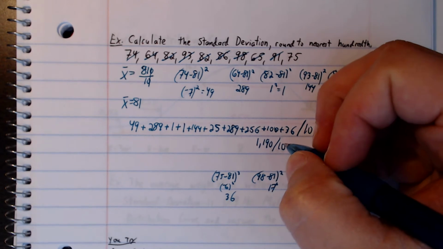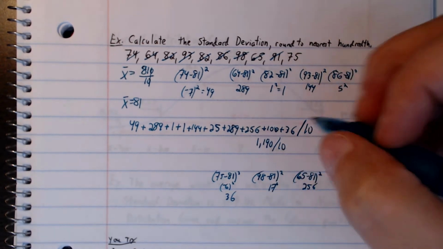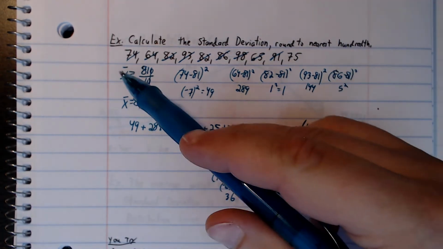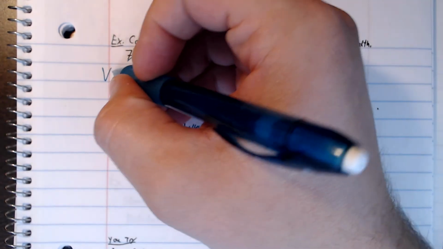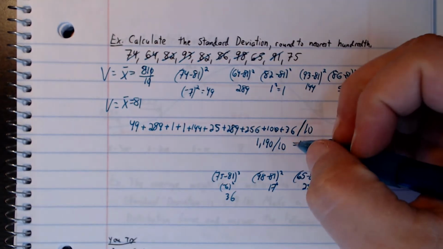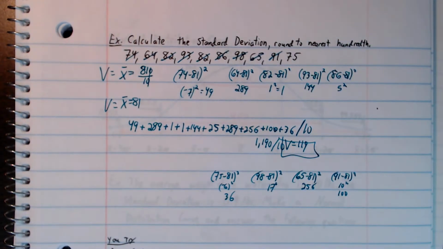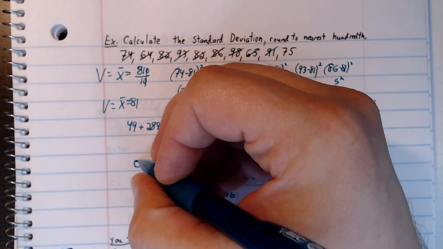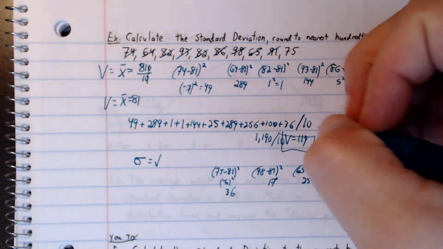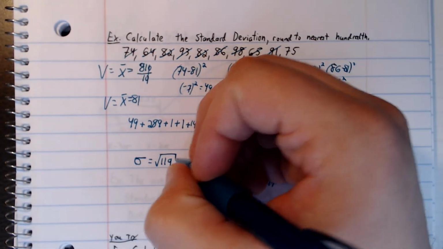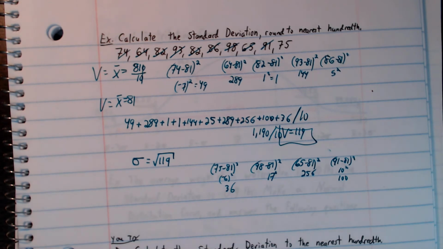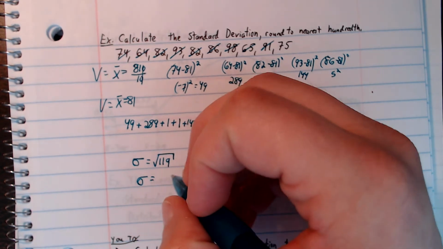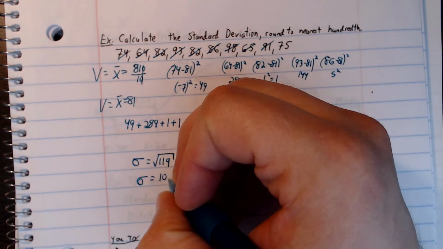$1,190 divided by 10 is 119. That's the variance, though, right? We just took all this time, 1, 2, 3, to find the variance. Right, so your variance equaled 119. That's not what they asked for, though. They asked for standard deviation, which is sigma. Sigma is equal to the square root of that number. Square root of 119. So to the nearest hundredth is 10.91.